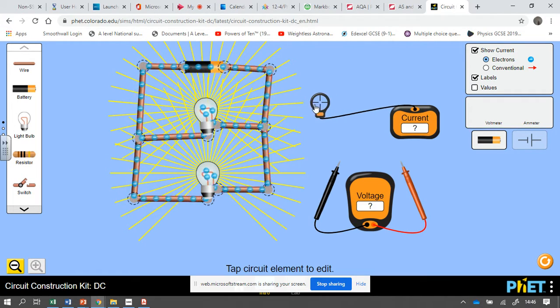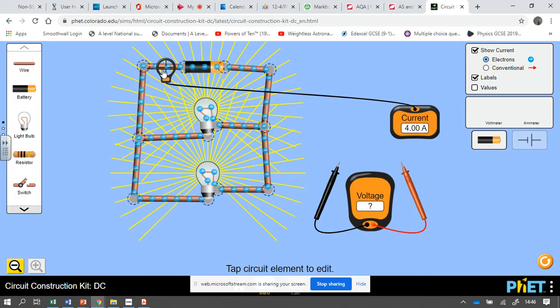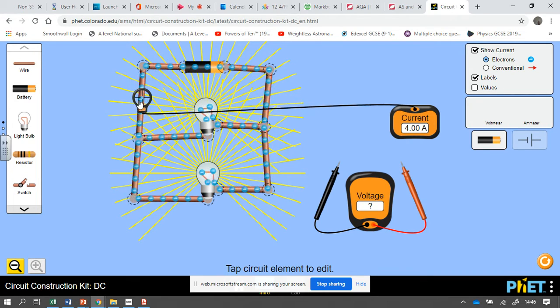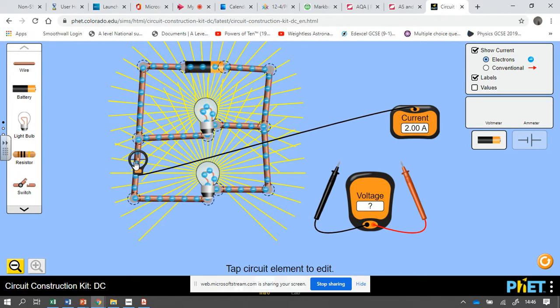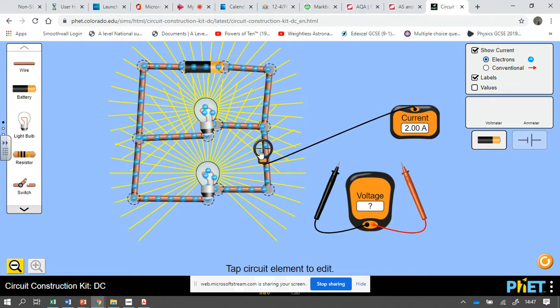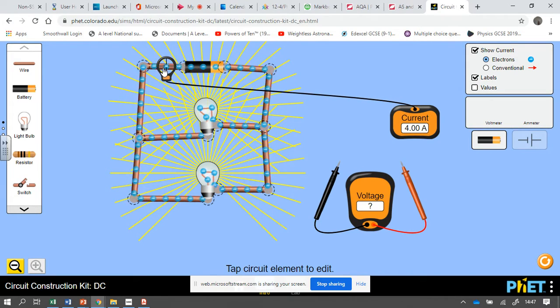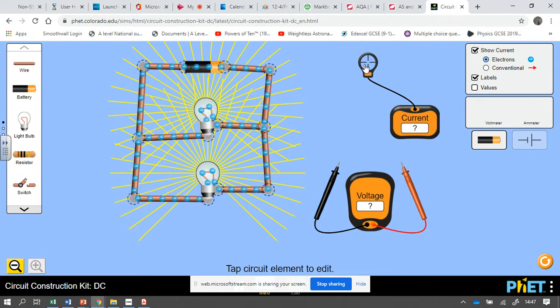So if I was to check the current with this neat little current meter thing here, look, if I put it on there, 4 amps is leaving the cell. And then 2 amps goes down this branch, 2 amps goes down that branch. And here we go. They meet back up again at the junction. And 4 amps flows back into the cell. Okay, so whatever leaves the cell goes back in, because current is this physical thing. It's a real thing.